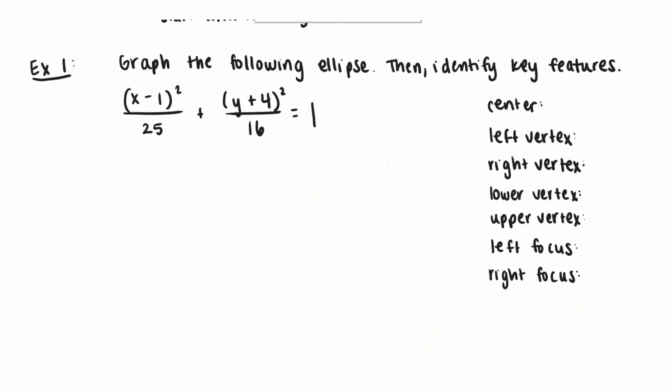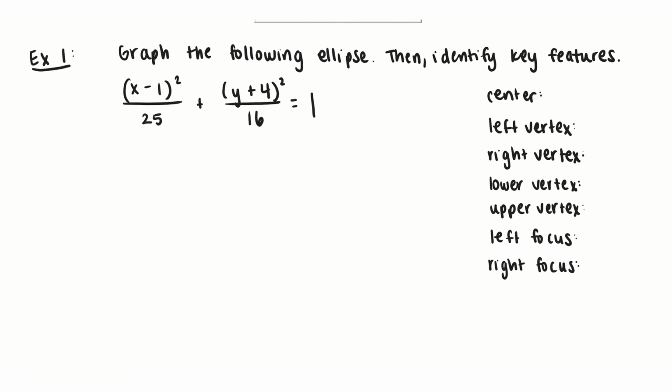All right, so our first example here is we want to graph the following ellipse, and then we are going to identify the key features. So here we know that this is the equation of an ellipse because we have a plus sign and it's set equal to 1. And we have an x² and a y² term. So the center will be (1, −4), because we just do the opposite sign of whatever's inside of the parentheses. And then to find the other key features, I'm actually just going to show this through graphing, and then we will go ahead and write out each of those major points that are on our graph.